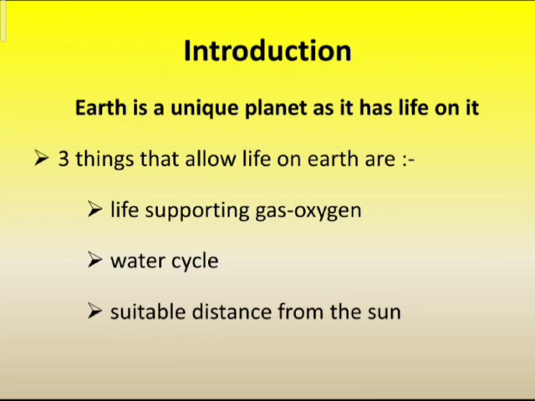As we know, Earth is called a unique planet, and that is because it is the only planet which has life on it. The three things that allow life on Earth are availability of life supporting gas, and that is oxygen, water cycle, and Earth located at a suitable distance from the Sun. It is neither too close to the Sun nor very far, which provides a bearable temperature for living creatures.